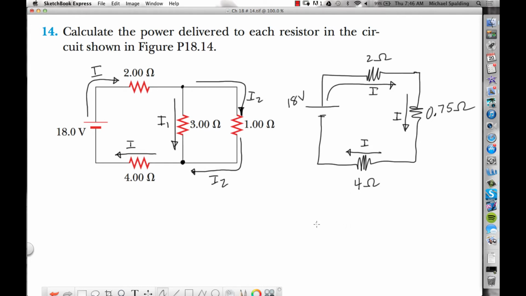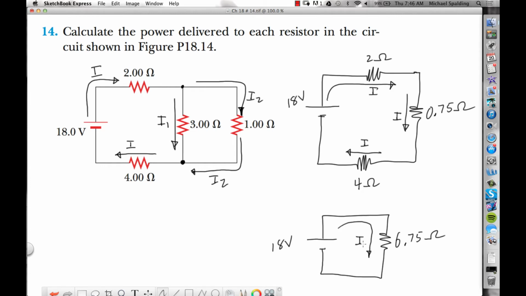Now, one more picture. We're going to simplify again. So the way that you simplify resistors in series is you add them up. So we go 2 plus 0.75 plus 4. That adds up to 6.75. And then that's 18 volts. The current flowing around this circuit here is I.